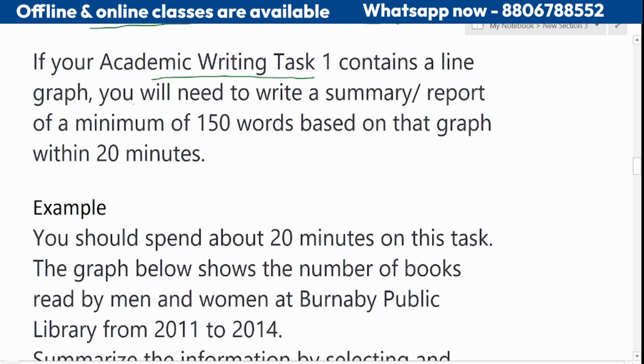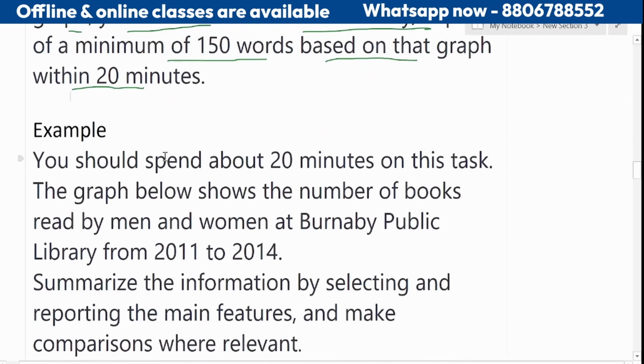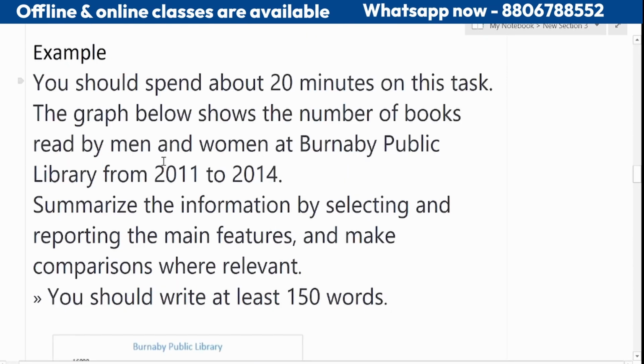If an academic writing task 1 contains a graph, you will need to write a summary report of minimum 150 words based on that graph within 20 minutes. So here you need to follow the instructions and you need to understand that you need to write minimum of 150 words and in 20 minutes. Now let us look into the example.